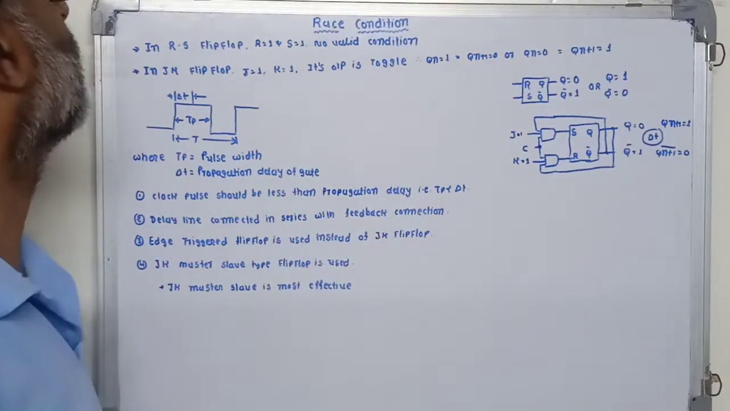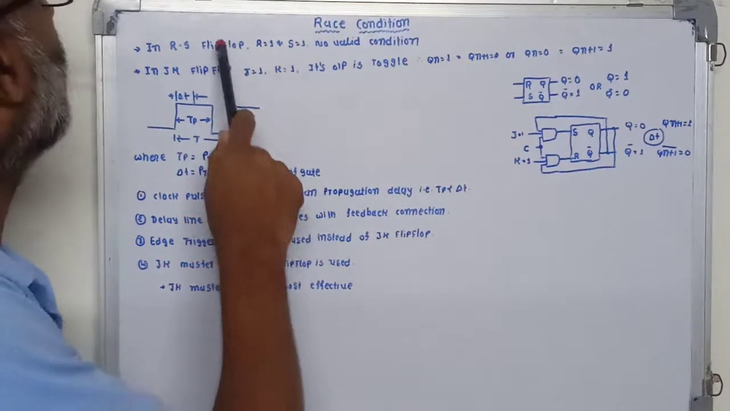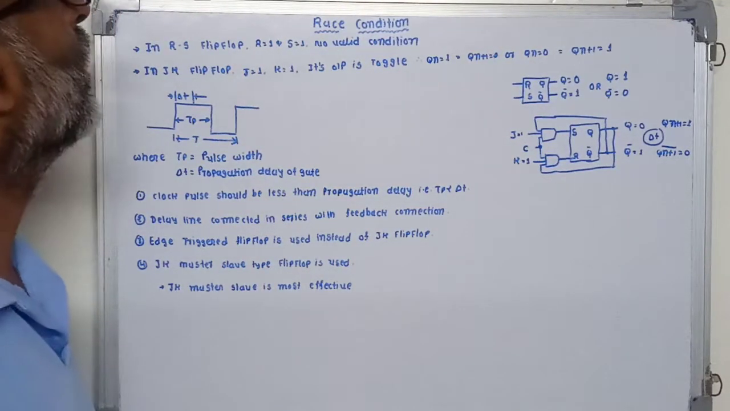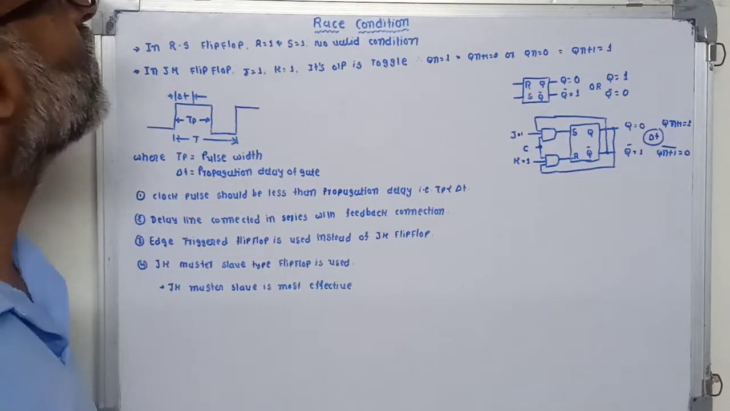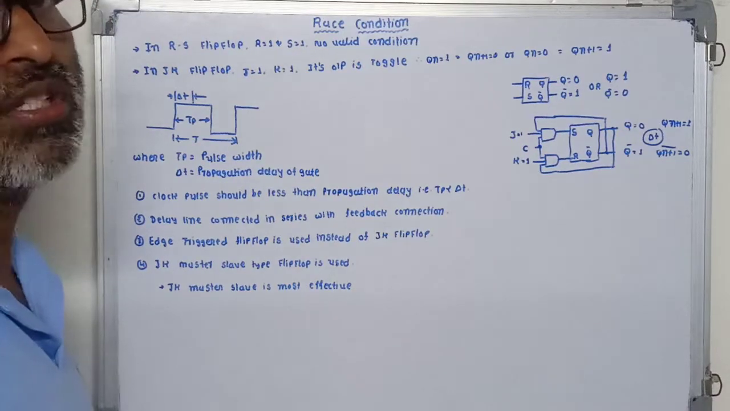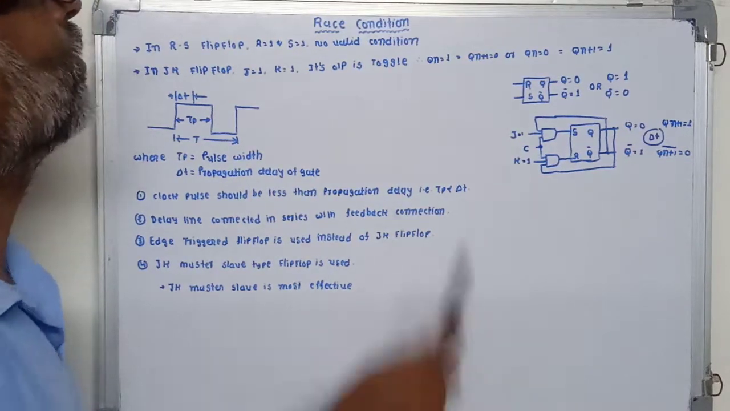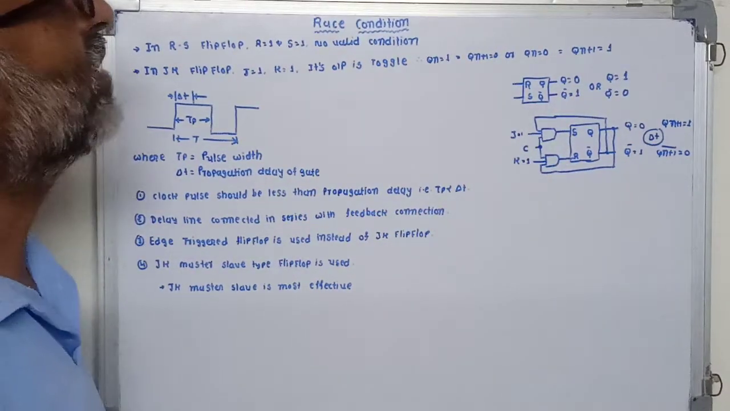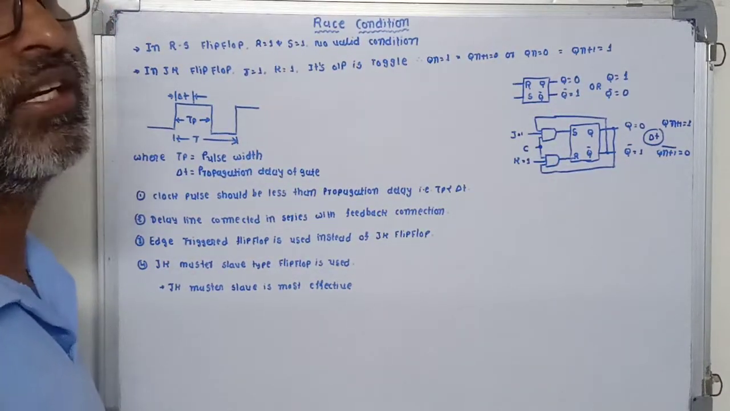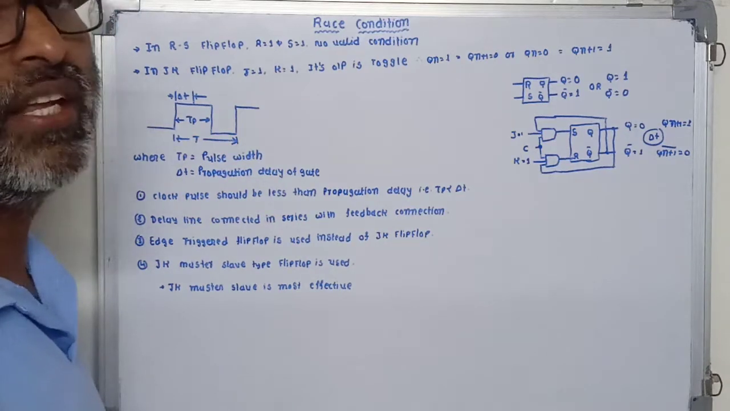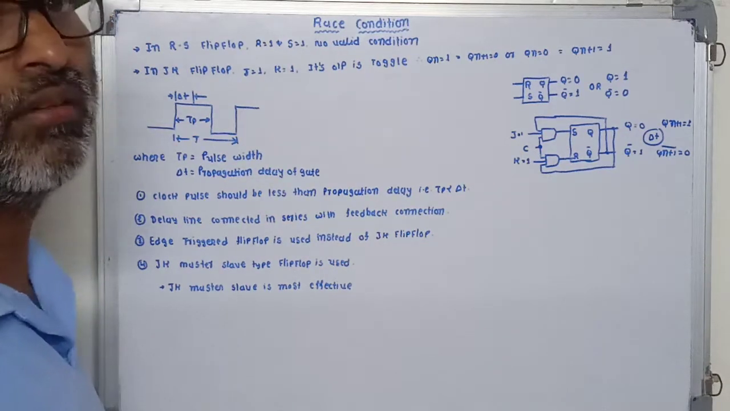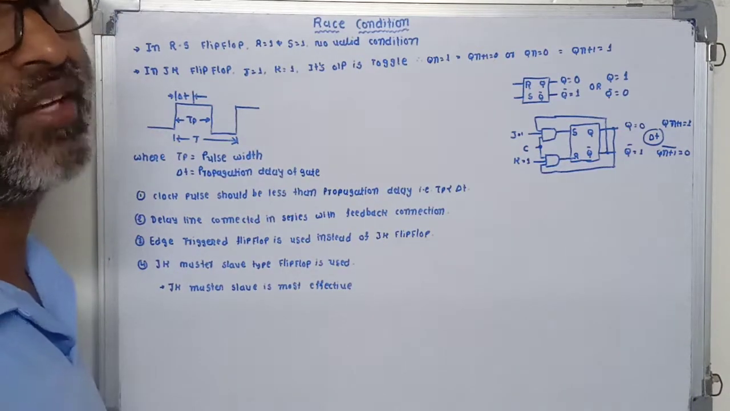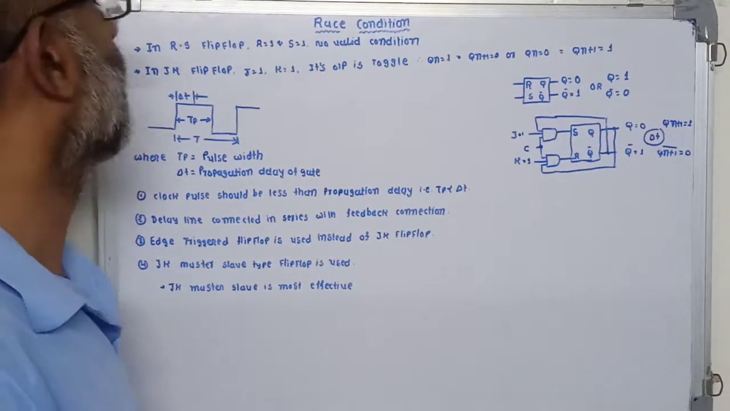Race condition. So already we have seen that in RS flip-flop, R is equal to 1 and S is equal to 1 for the input is an invalid condition, because the output Q is equal to 0 or Q is equal to 1 remains uncertain. That means the output may be any one out of them, and we cannot say whether our flip-flop is in set condition or reset condition.